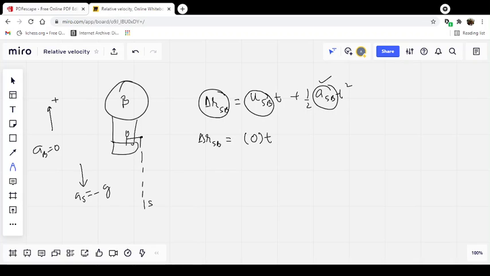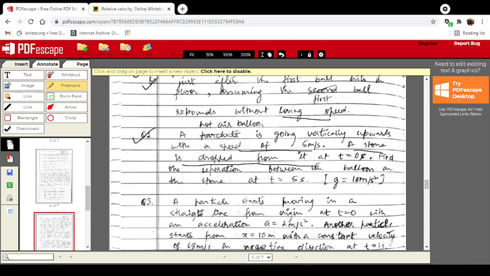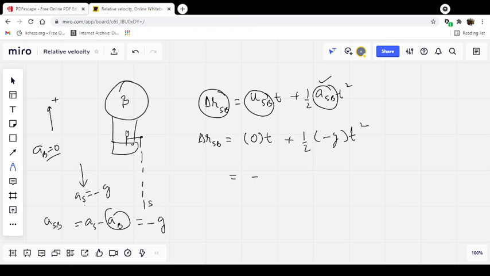When we are observing from a frame which is moving, sometimes the case is reduced to a very small value. So half of acceleration of stone with respect to balloon: acceleration of stone minus acceleration of balloon gives you minus g only, as acceleration of stone minus acceleration of balloon is the acceleration of stone with respect to balloon. Acceleration of stone is minus g and balloon is 0. So this is minus half g into t square, and the time taken in the whole motion is 5 seconds. So this gives you minus 10 by 2 into 5 square.